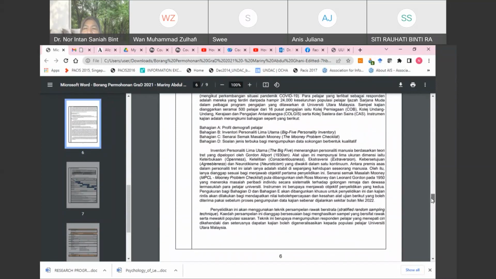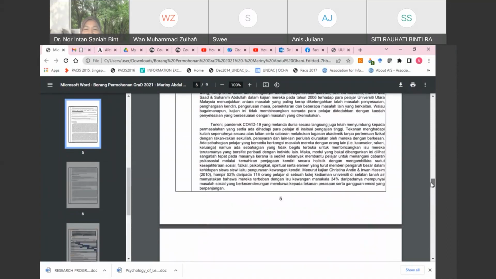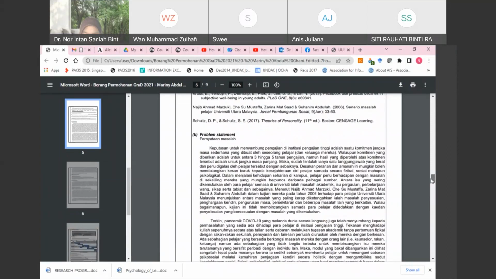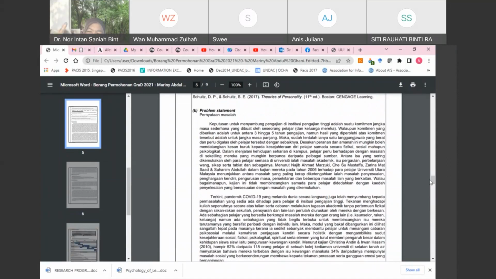So modul ni dijangka untuk membantu pelajar yang ada masalah dalam pelbagai aspek lah. Pelbagai aspek? Wow. Apa pelbagai aspek tu? Okay, contohnya physical, psychological, spiritual, keuangan, financial management. Okay, Ani kata betul-betul madam, betul-betul tak dapat disangkalkan kan.